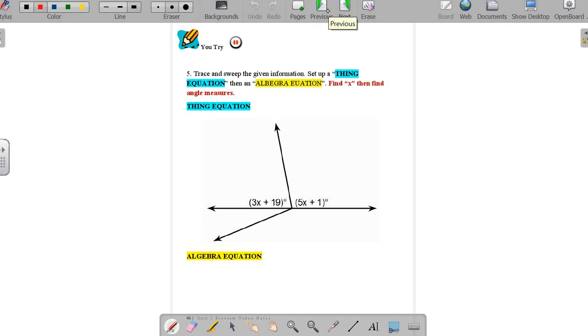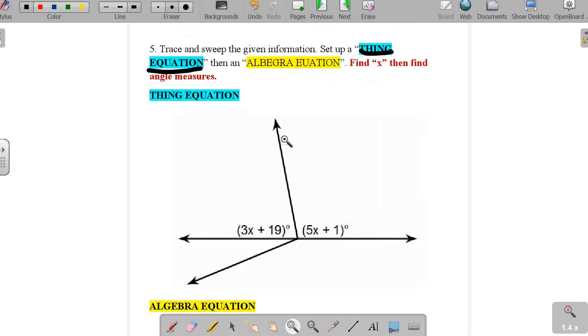Taking a look at this one, I'm going to teach you something called thing equations before algebra, and I'd like you to get used to doing this, things before algebra. I'm going to set this up, and then you're going to solve yourself. So what I mean by things, geometry is a math about things, not simply numbers. So in this diagram, this is what a thing equation would look like.